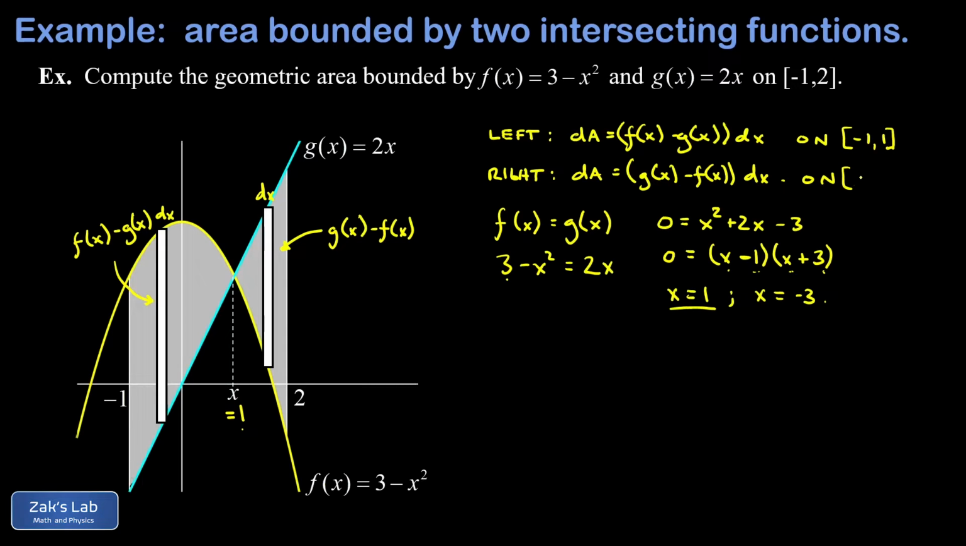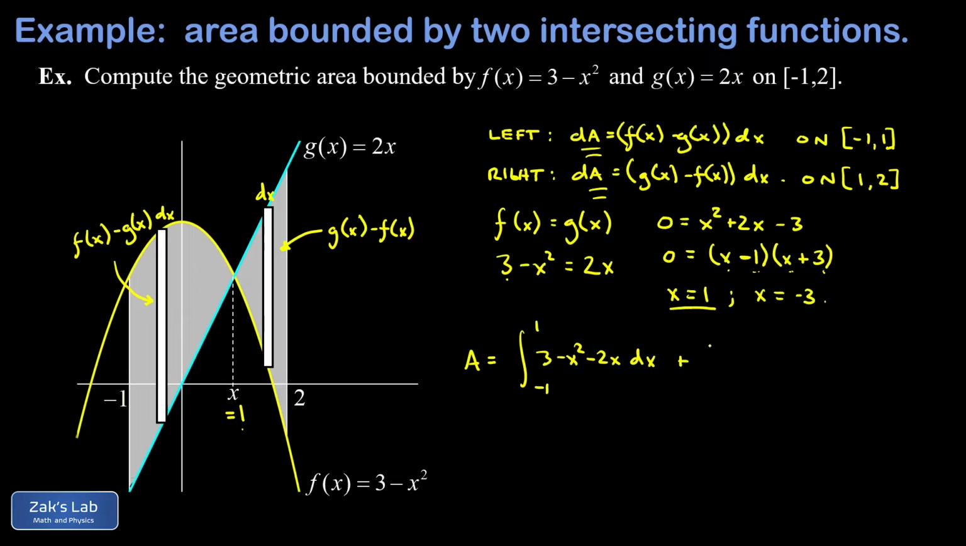Our right formula is going to be used on 1 to 2. And now we're ready to set up our integrals. So to write down the total area, I use an integral to sum up all these infinitesimal contributions, these dA's. And we'll start with the integral on the left. That's f of x minus g of x, which is going to be 3 minus x squared minus 2x dx. The limits of integration are from -1 to 1.